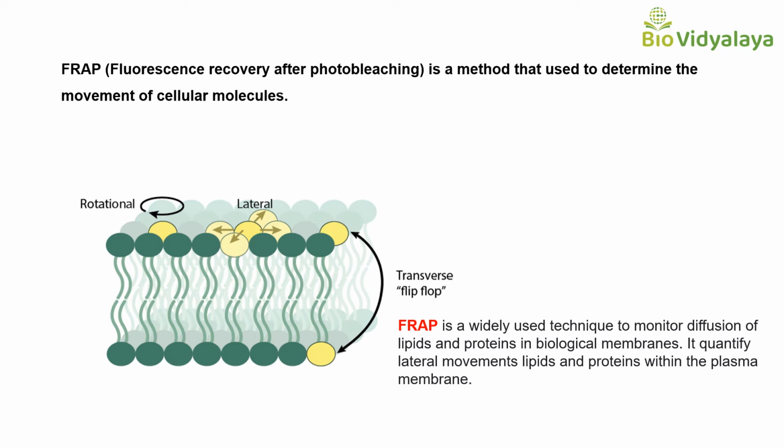FRAP is a widely used technique to monitor diffusion of lipids and proteins in biological membranes. It quantifies lateral movement of lipids and proteins within the plasma membrane. You have to remember that FRAP was first developed to study lipid molecules in the cell membrane, like how it is organized and how it is moving.